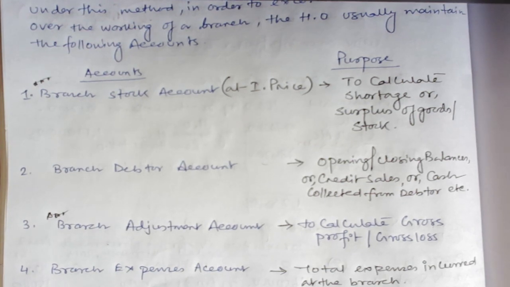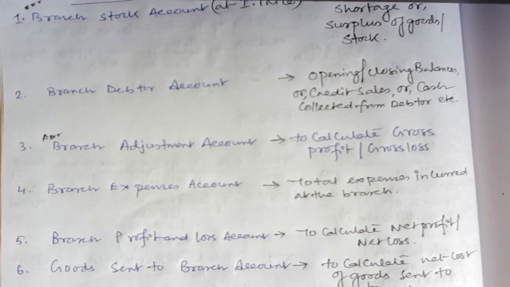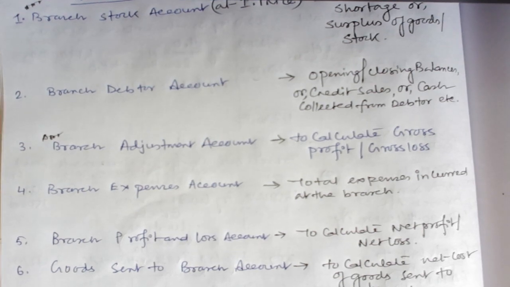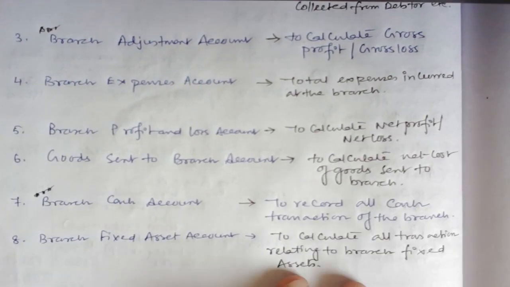Branch debtor account: opening or closing balances, credit sales, or cash collected from the debtors. Branch adjustment account to calculate gross profit or gross loss. Branch expenses account, total expenses incurred at the branch. Branch profit and loss account to calculate the net profit or net loss. Goods sent to the branch account to calculate the net cost of goods sent to the branch. Branch cash account to record all the cash transactions of the branch. And last, branch fixed asset account to calculate all transactions relating to the branch fixed asset.